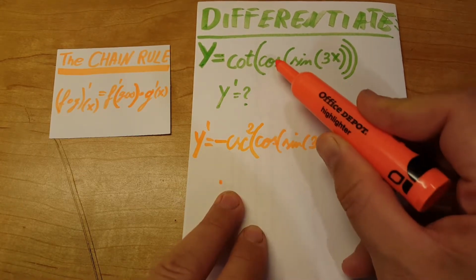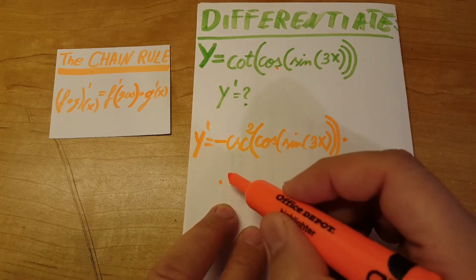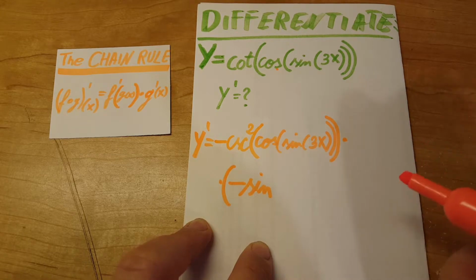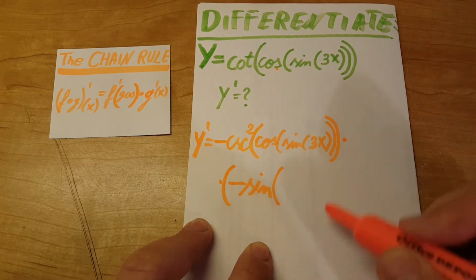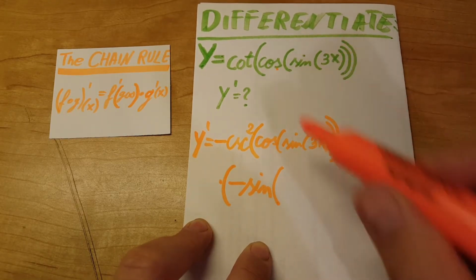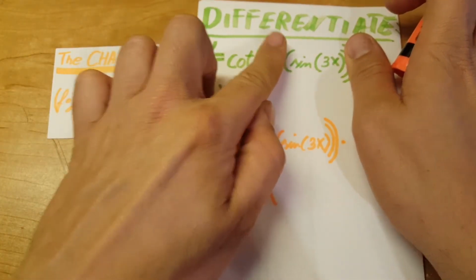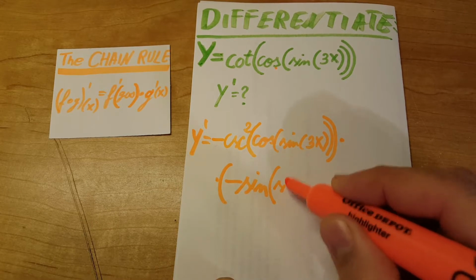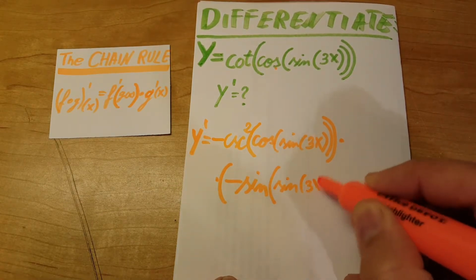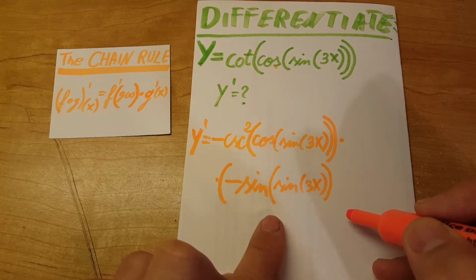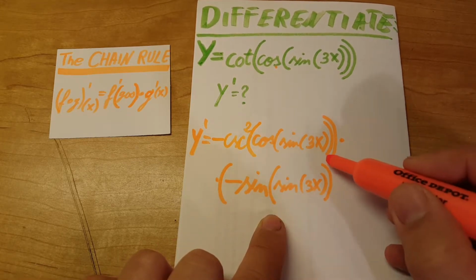Times the derivative of cosine, which will be negative sine, and as we said, the inside will stay the same, which is this sine of 3x. We'll just write that down, sine of 3x, and close it. And we also close this one.